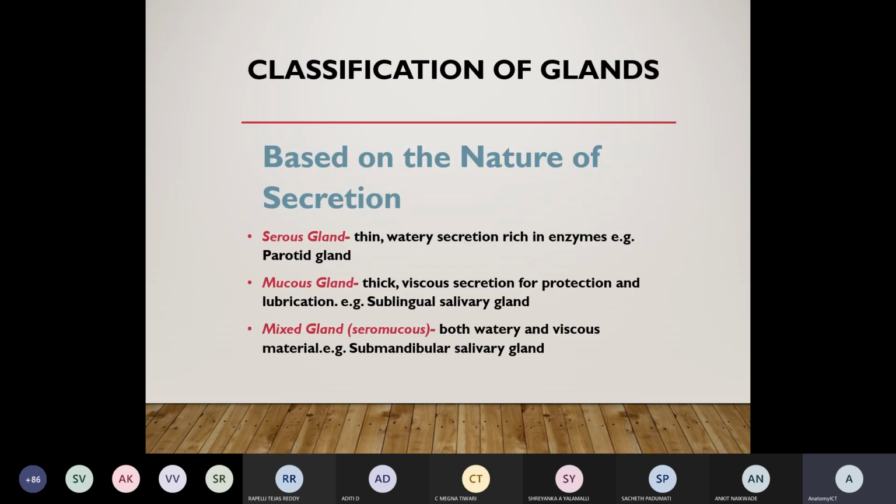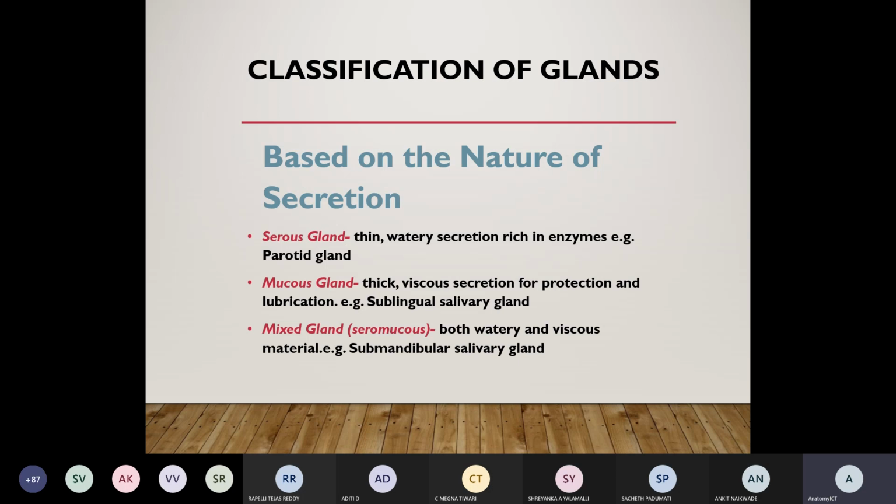Now when you come to the classification based on the nature of secretion, as we know there are different types: serous, we know mucus, we know mixed. So these are the glands, based on what they secrete. For example, the serous gland is a thin watery secretion rich in enzyme. The parotid gland is the best example. You may appreciate that whenever we are hungry and we see good tasty food, automatically the watery discharge is released in the mouth. That is exactly the serous gland, the best example.